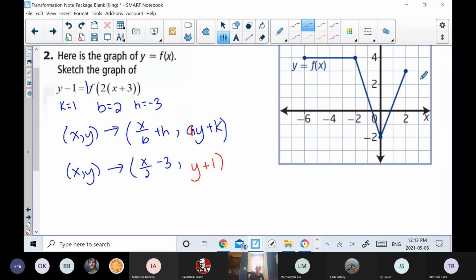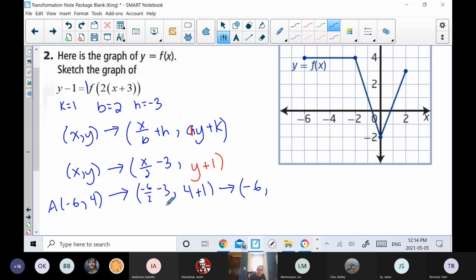Now we could map all of these points. So let's take this first point, and I'm going to call that A prime. A is at -6, comma 4. It would be -6 divided by 2 minus 3, and then 4 plus 1. -6 divided by 2 is -3. -3 minus 3 is -6. And 4 plus 1 is 5. That is A prime. Let's do this point. So let's call this B, -2, comma 4.